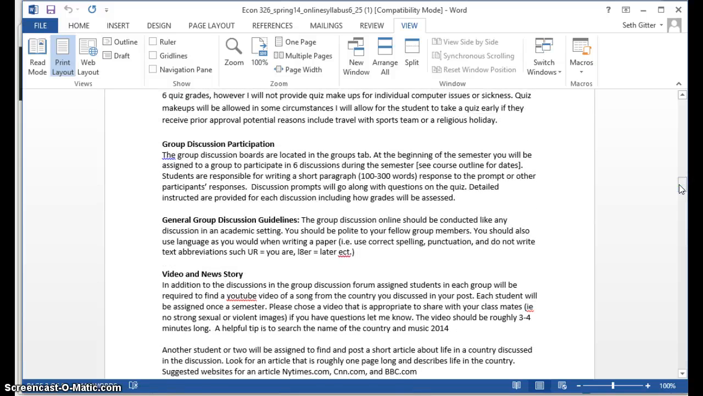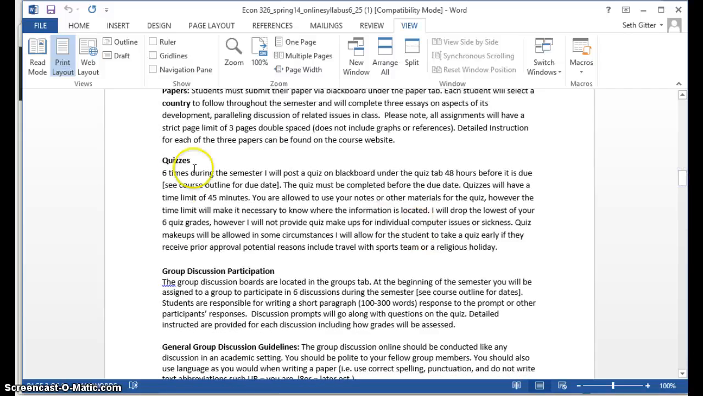The first quiz is not the first week of class, but the second week of class. You'll have a 45-minute time limit for the quiz, but you're allowed to use any materials that you want, including your notes, looking stuff up online, or the book.